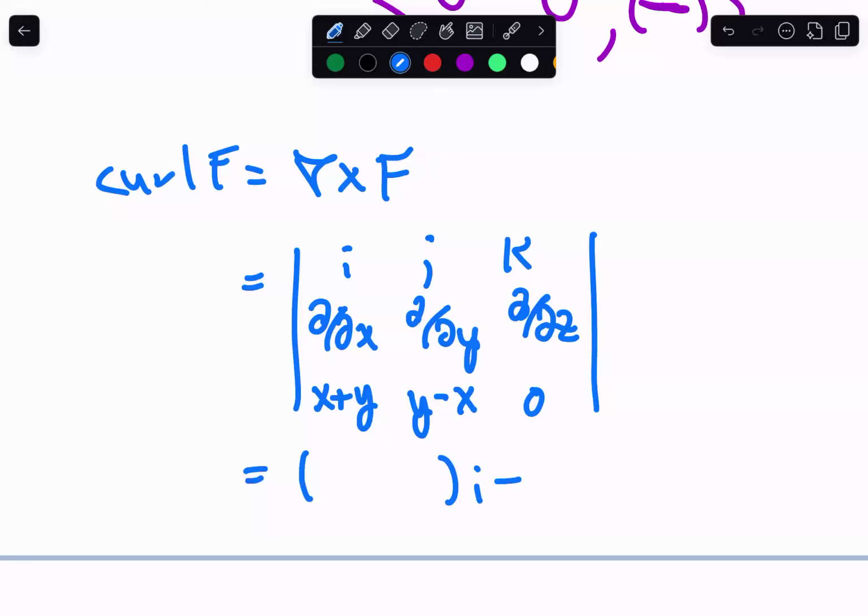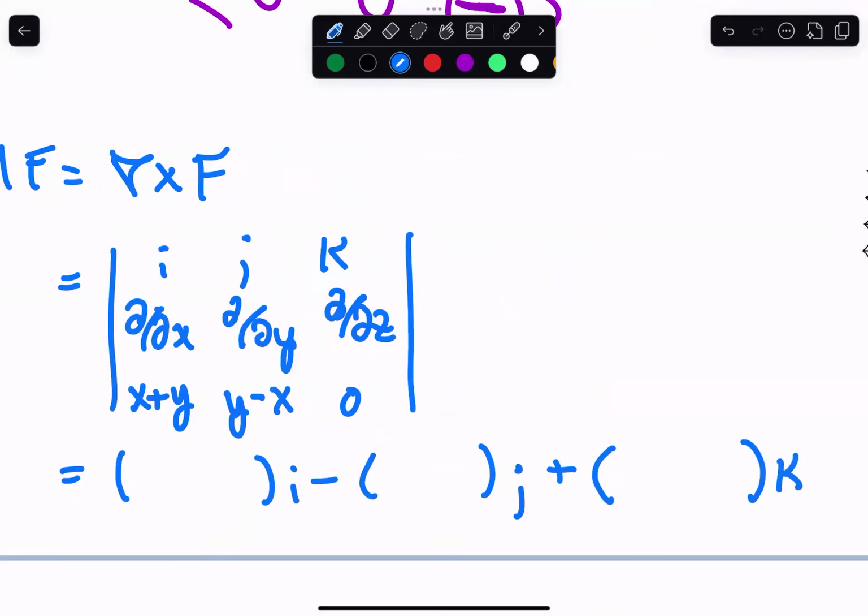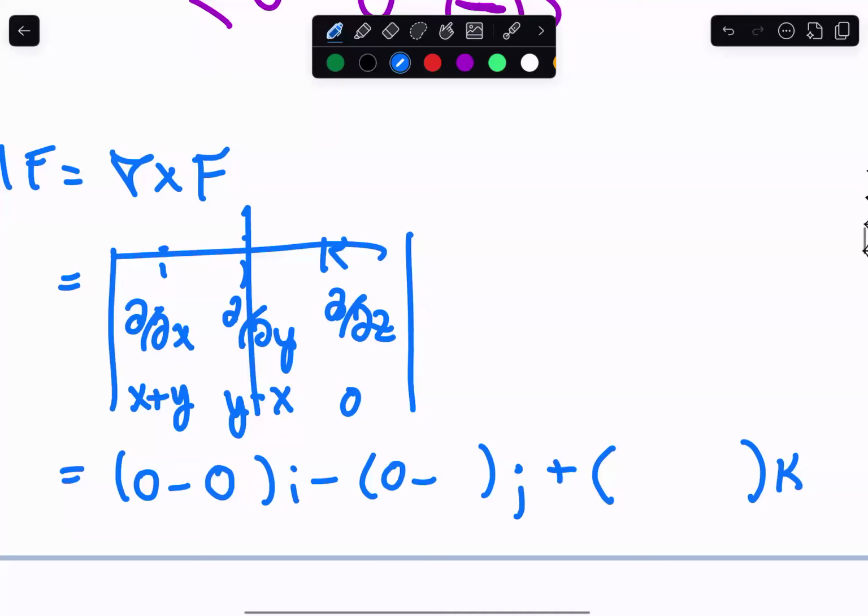So we're going to have stuff with I's minus stuff with J's plus stuff with K's. Crossing off that first row and first column here, we have partial derivative with respect to Y of 0 minus a partial derivative with respect to Z of something that doesn't have any Z's in it. Next up, partial derivative with respect to X of 0 minus partial derivative with respect to Z of something that doesn't have any Z's in it.